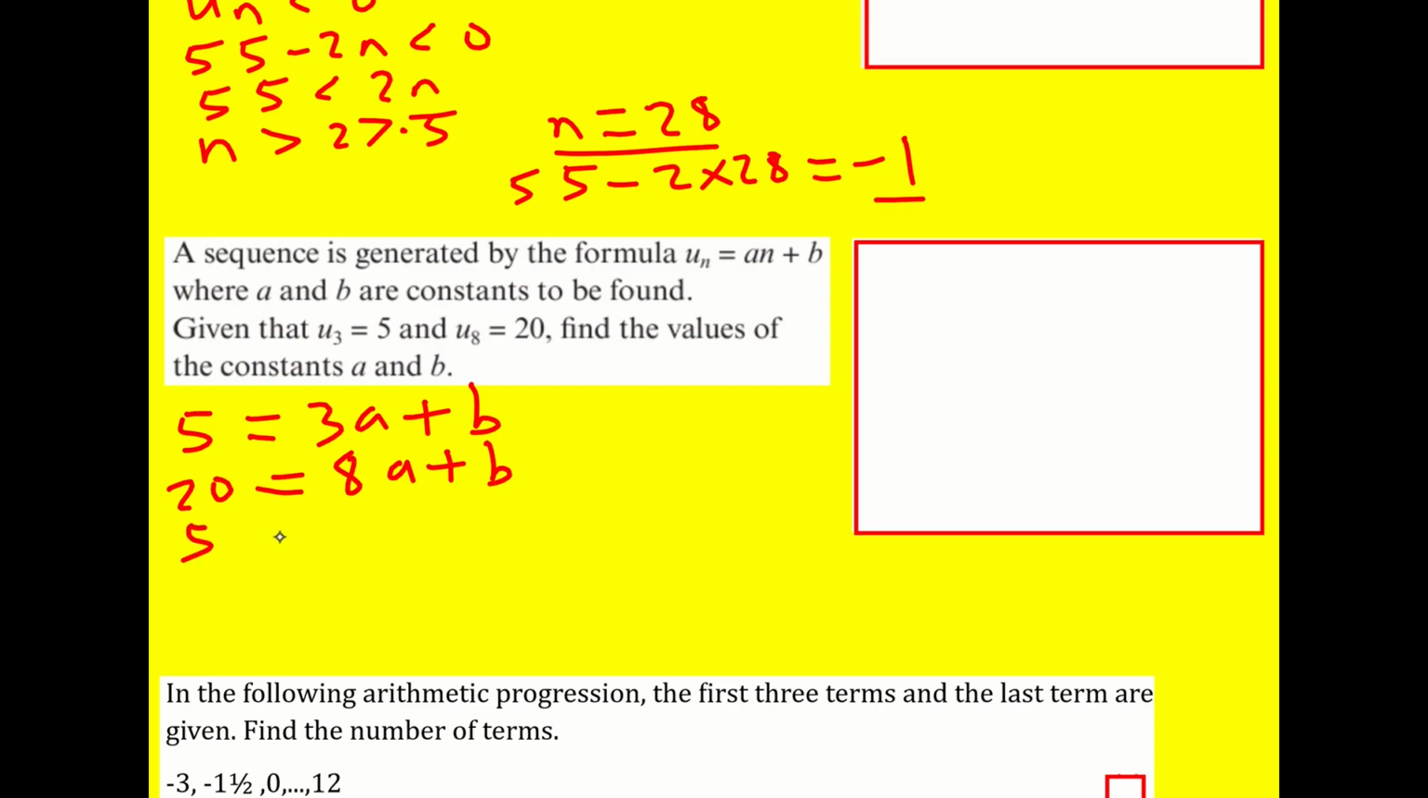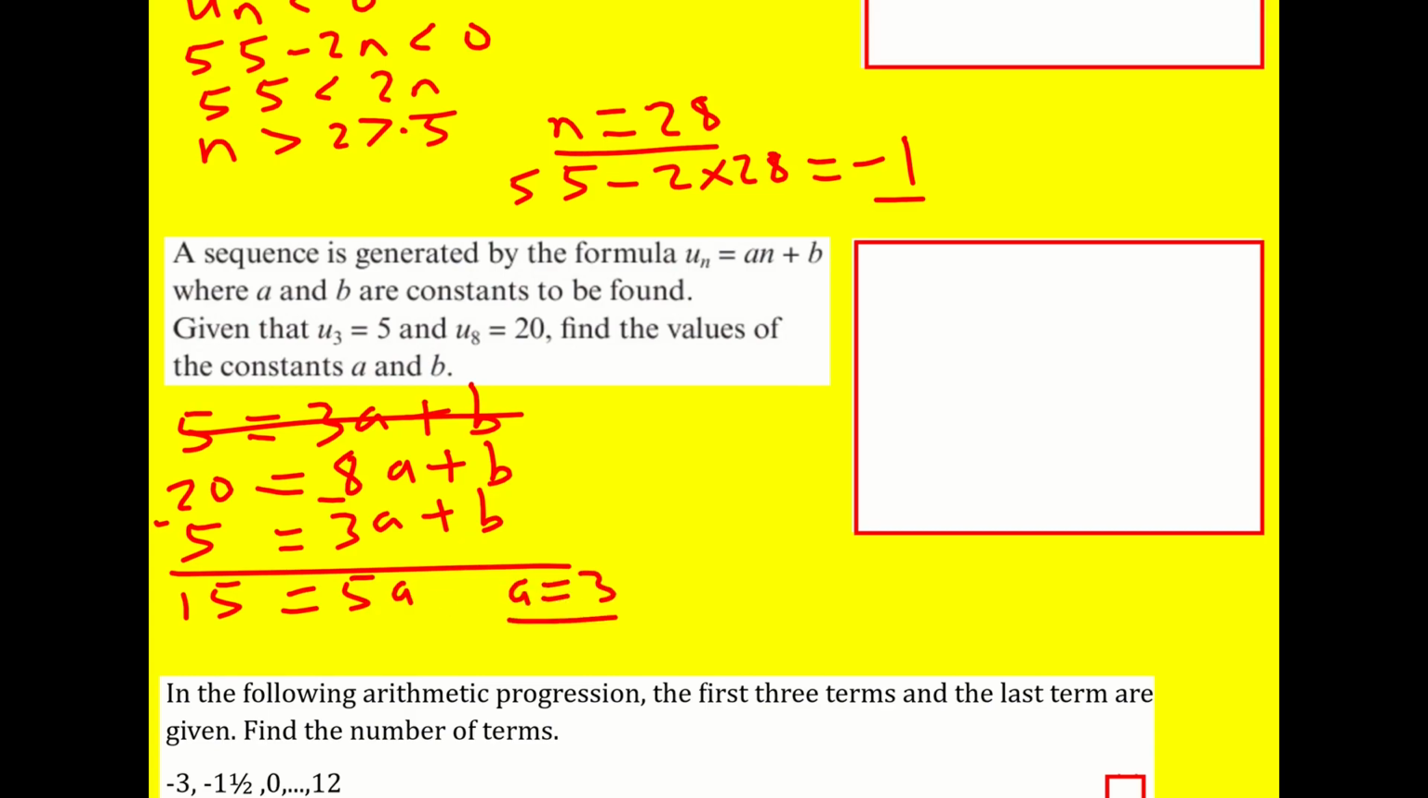I'll go a bit careful. I'm going to rewrite the top one beneath, then I'm just going to cross it out. And why have I done that? Because now I'm going to subtract these, and I'm going to keep everything positive, because I could have done it the other way around, but I'd get minus 15 equals minus 5a. There's just no need, is there? So now we get 15 equals 5a, a is equal to 3. Thank you very much. We're nearly there.